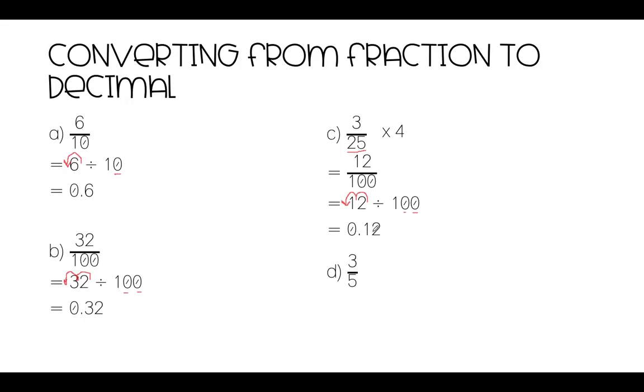I want you to pause this and do D for me. So hopefully you realize you have to multiply this by 2, which will give you 6 over 10, because what you do to the denominator, you must do to the numerator. And then we're going to divide 6 by 10, which gives us 0.6.